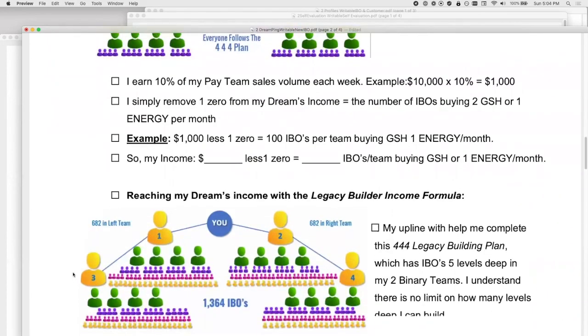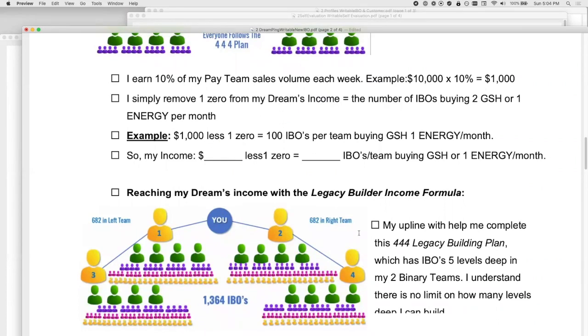So here we are. This is your right team and your left team. Now we've gone down 5 levels. You have enrolled the yellow, they've enrolled the green, who enrolled the purple, the red, and then the yellow again. When you do this, when you fill this out 5 levels deep, you have 682 on your left and 682 on your right. That's how it works. And your upline will help you. I will help you as the lead IBO as much as I can to build this 5 levels deep. There is no limit as to how deep you can go.